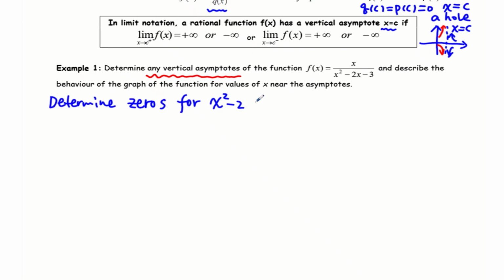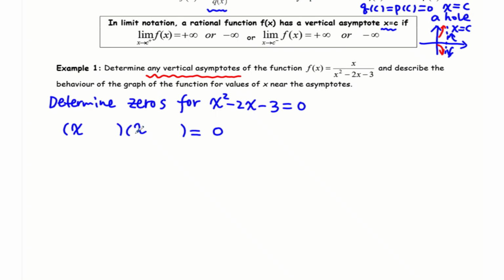So once we have the zeros, then x equals 0 is our vertical asymptote. So x squared minus 2x minus 3, this is a quadratic trinomial. We want to factor it. If it's factorable, that is an easier way to find the zeros. So this is a simple trinomial, one x in front. So we have no other choice.